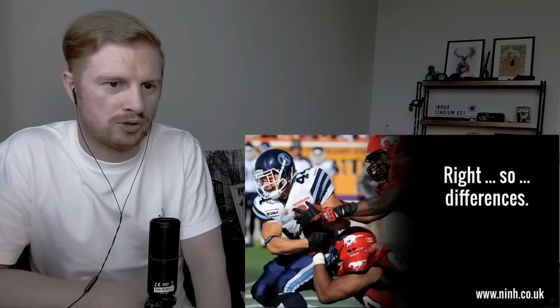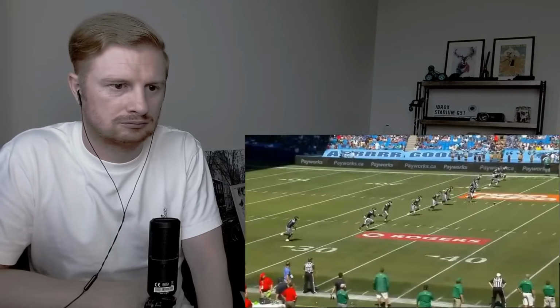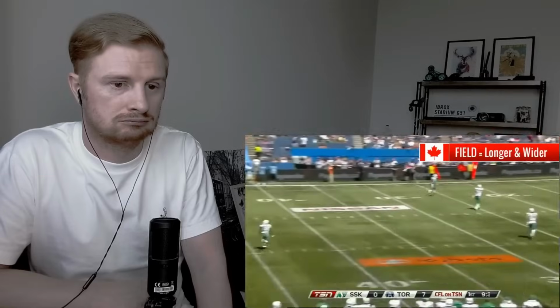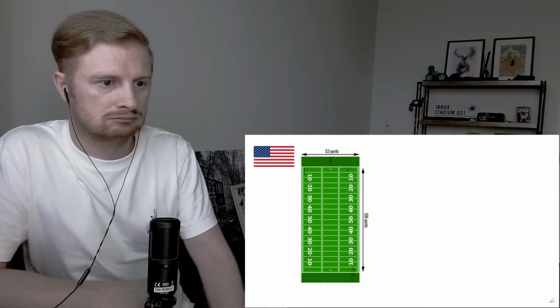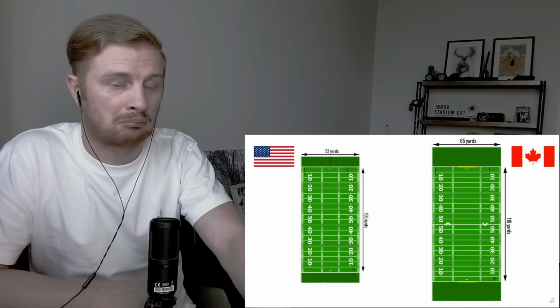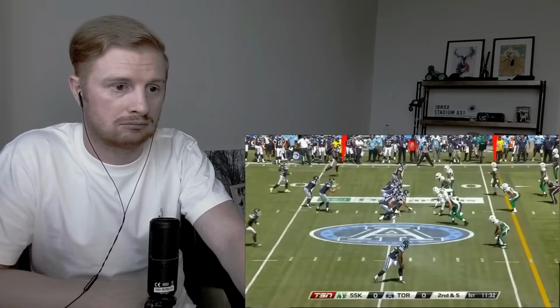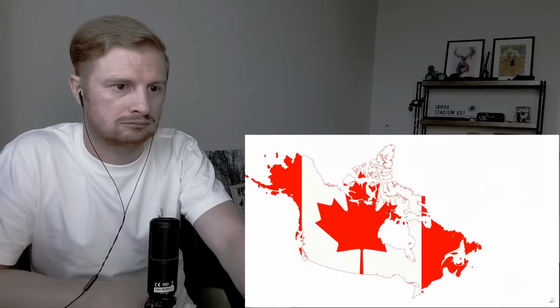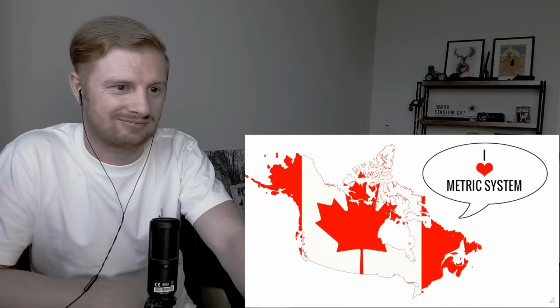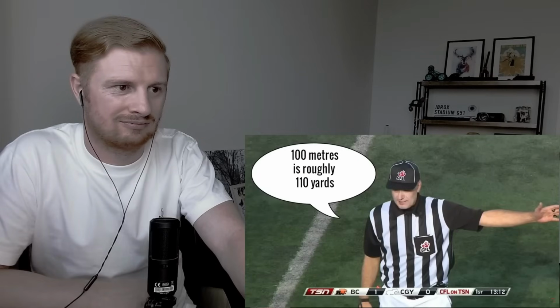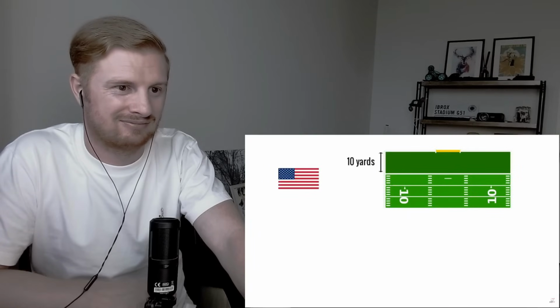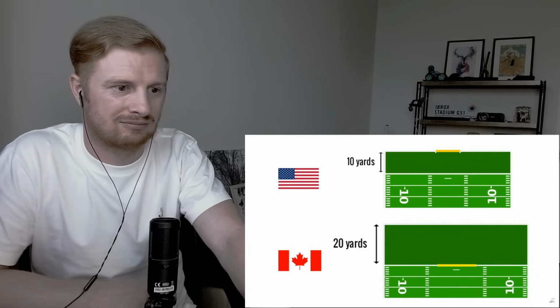Right, so differences. Let's start with the field. The Canadian field is both longer and wider than its southern counterpart. In American football, the field is 100 yards by 53 yards. In Canada, the football field is 110 yards by 65 yards. The reason why it's 110 yards in Canada is that Canada, with its love for everything of the metric system, originally specified that the field should be 100 metres, and 100 metres is roughly 110 yards. American football end zones are 10 yards long, with the goalposts at the rear. Canadian football end zones are 20 yards long, with the goalposts at the front. So how about the players?